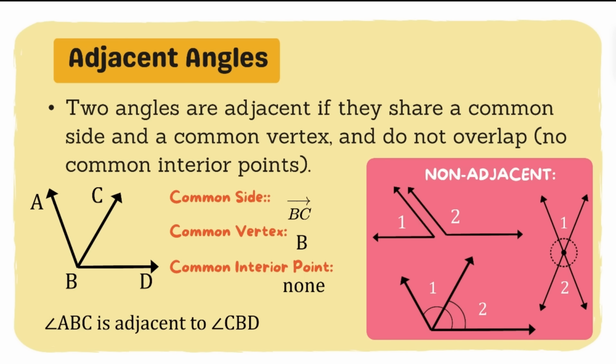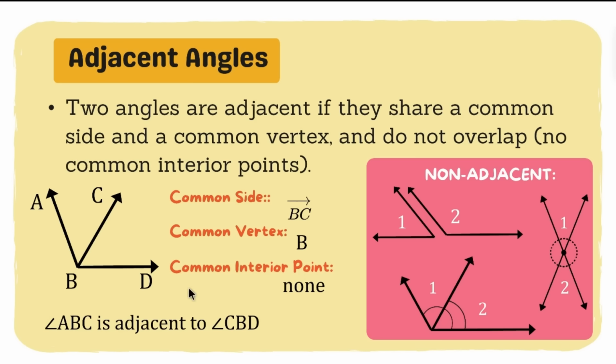Okay, ito naman yung mga example ng non-adjacent. Okay, so here in this first figure, makikita natin si angle 1 at saka angle 2. Hindi sila adjacent kasi wala silang common side, wala silang common vertex. Alright? Next one. Ito naman, ganun din. Walang common side, although may common vertex sila. Dito naman sa pangatlong figure. Okay, sir, paano naman ito? May common vertex. Meron din naman silang common side.